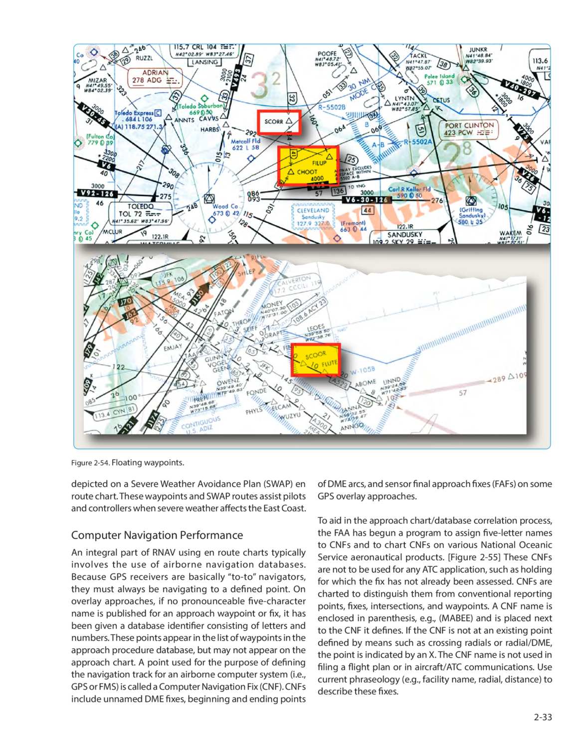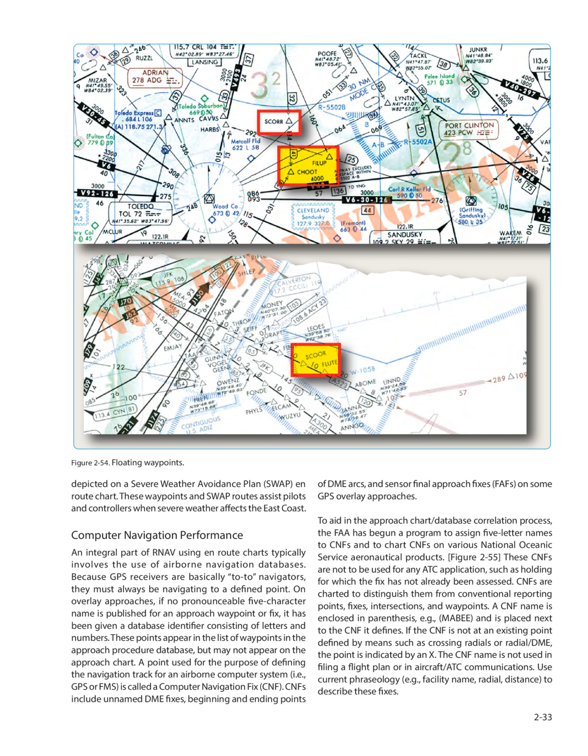Computer navigation performance. An integral part of RNAV using en route charts typically involves the use of airborne navigation databases. Because GPS receivers are basically point-to-point navigators, they must always be navigating to a defined point. On overlay approaches, if no pronounceable 5-character name is published for an approach waypoint or fix, it has been given a database identifier consisting of letters and numbers. These points appear in the list of waypoints in the approach procedure database, but may not appear on the approach chart. A point used for the purpose of defining the navigation track for an airborne computer system, i.e., GPS or FMS, is called a computer navigation fix, CNF.